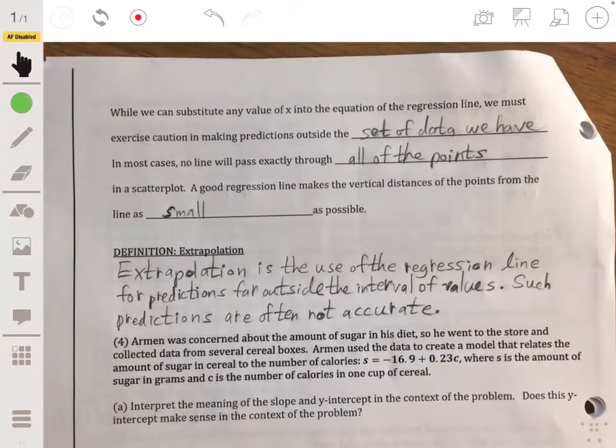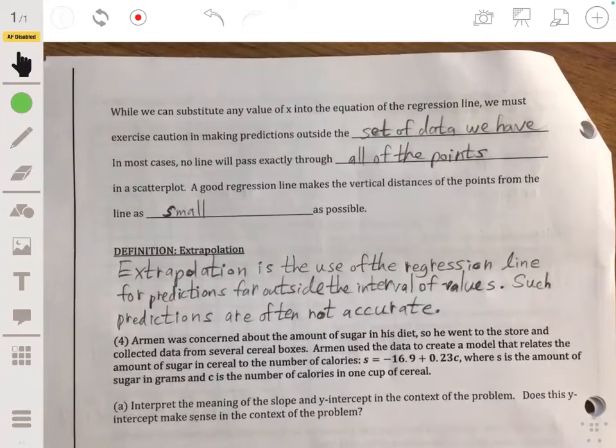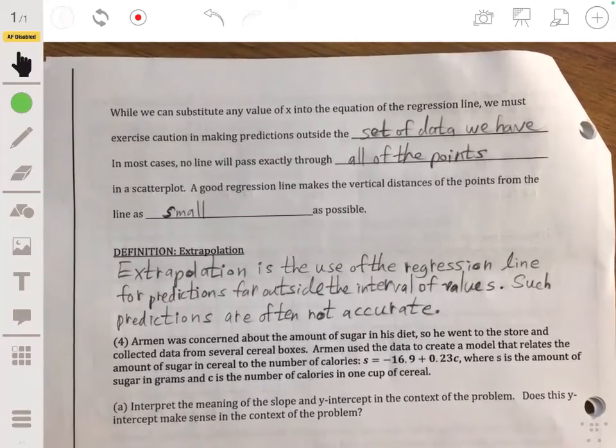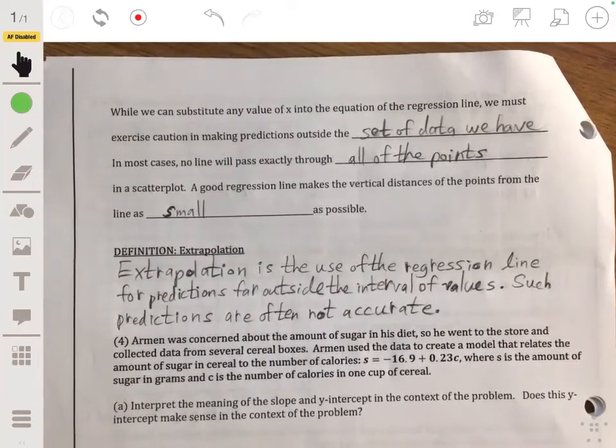Okay, so when we have a set of data and we're making a scatter plot and we want to use a regression line to model the data, we have to be careful to make sure that we use the regression line within a reasonable range of values. In other words, we don't want to do what's called extrapolate, meaning that we're not going to use the regression line to make guesses for values that are far, far away from the set of values that we have information on.